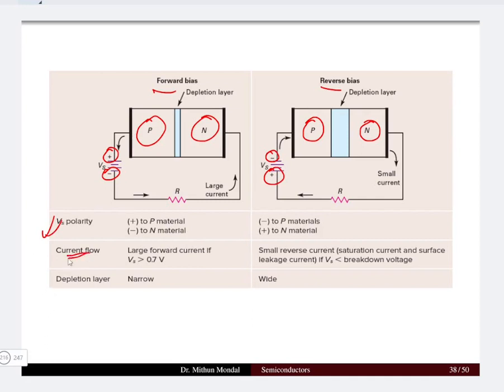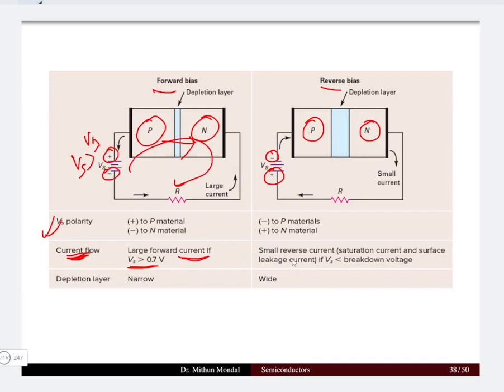So if we talk about the current flow, a large forward current will flow if the barrier potential is less than the supply voltage. So if Vs is more than Vb, then you will have current flowing in the junction. So the current will flow like this.